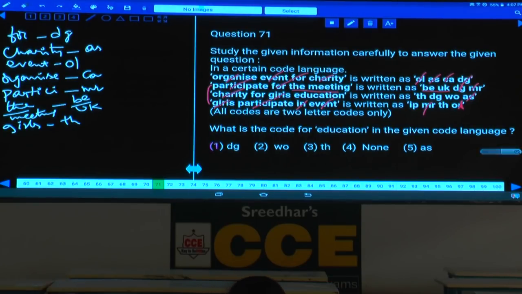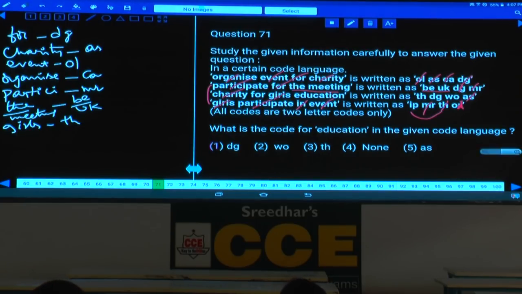Girls participate in event. Event is OL. Participate is MR. And what is left over here? IP and TH are the two words left over, isn't it? Girls participated in event. Then any word common between these two here? Yes, tell me what are the words left over finally? Girls. And the code to the word girls is TH.